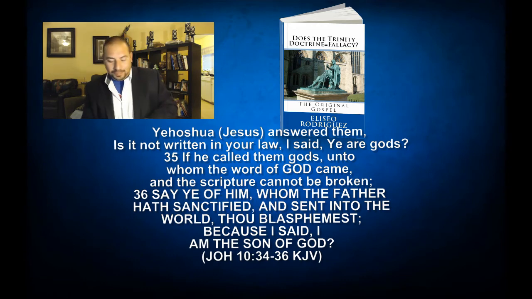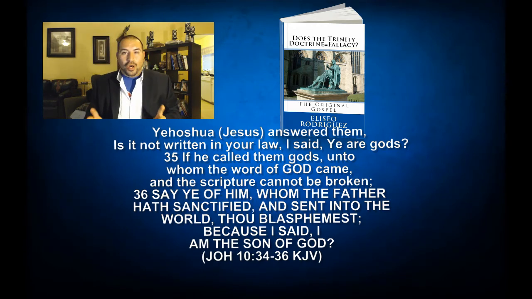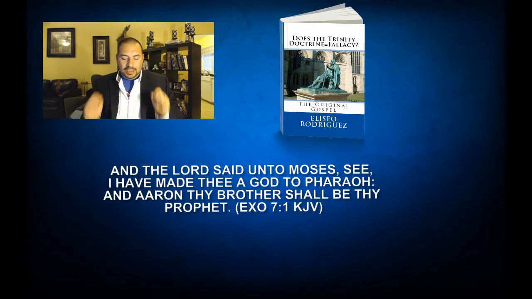All right, we're going faster here. Number four, Exodus 7:1, and I'm going to try to rush here. I'm sorry, but I'm trying to make them short videos, and then I get all crazy, and it goes long. And the Lord said unto Moses, see, I have made thee a god to Pharaoh, and Aaron thy brother shall be thy prophet.